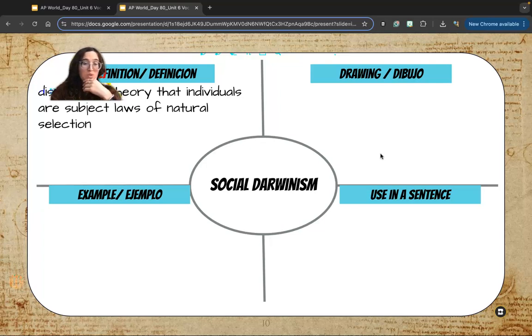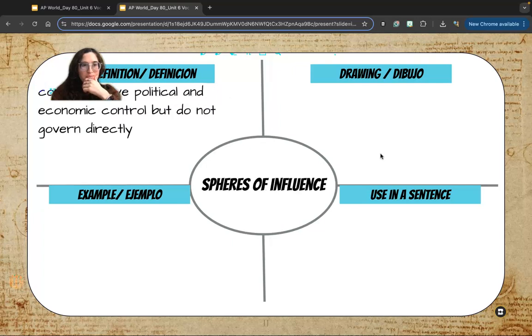One example of social Darwinism, which you sometimes hear called eugenics, is spelled E-U-G-E-N-I-C-S. That's another form of social Darwinism.